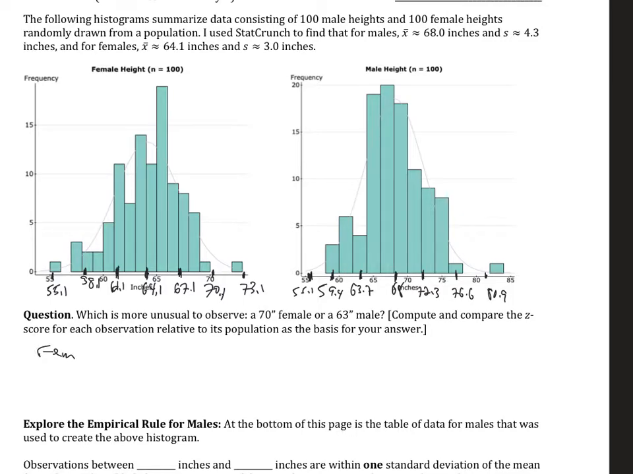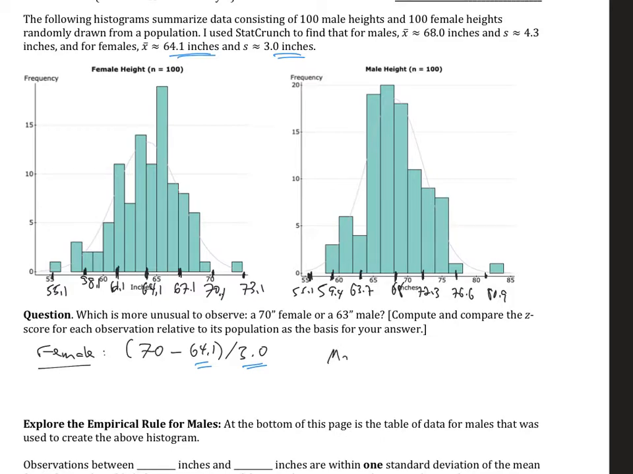So for my female observation here, I have a 70-inch tall female. And so the z-score formula is the observation minus the mean. For females, the mean was 64.1, divided by the standard deviation. Standard deviation for females was 3.0. So keep in mind that I'm getting those values, 64.1 and 3.0, coming from up here. Those are given to me as the statistics about the mean and standard deviation of the female population or the female sample.